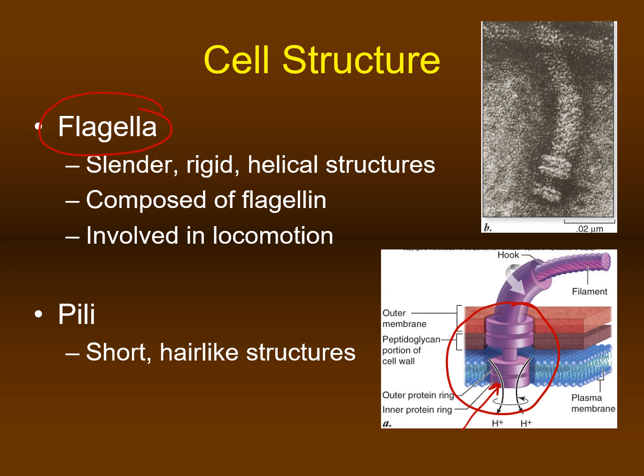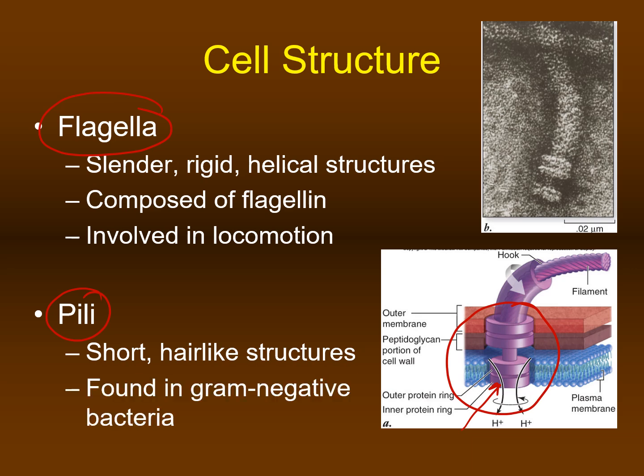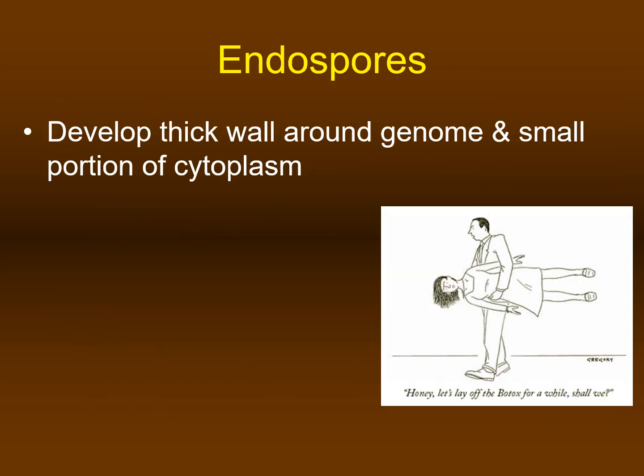Another external appendage that can be found in some bacteria is pili. Pili are rather short compared to flagella. They are structures that aid bacteria in either attachment, or they can also help bacteria to exchange genetic information.